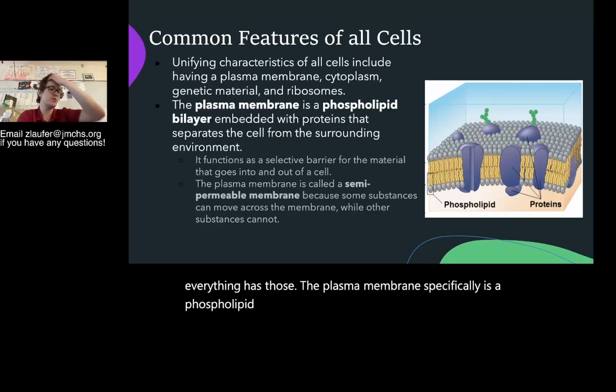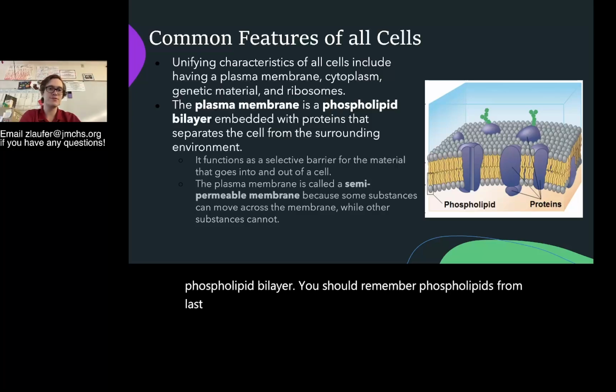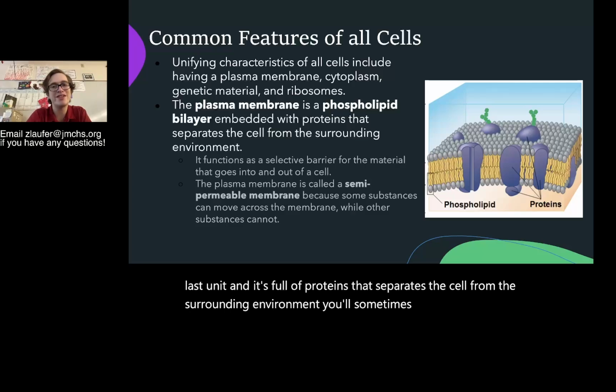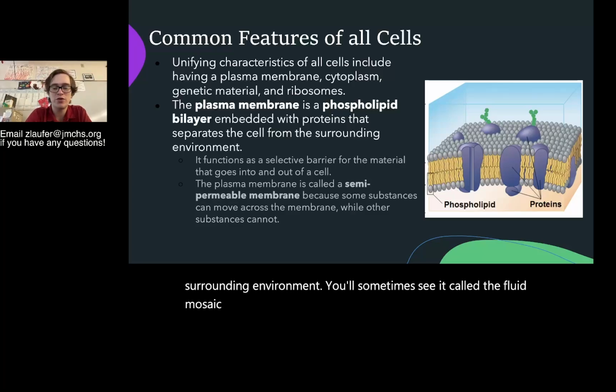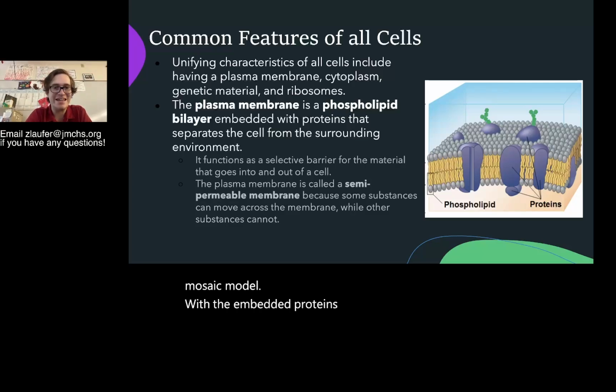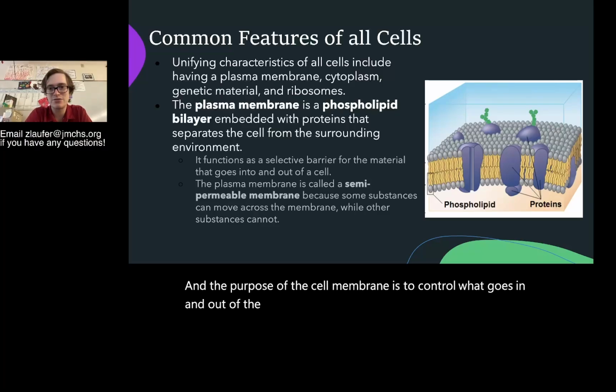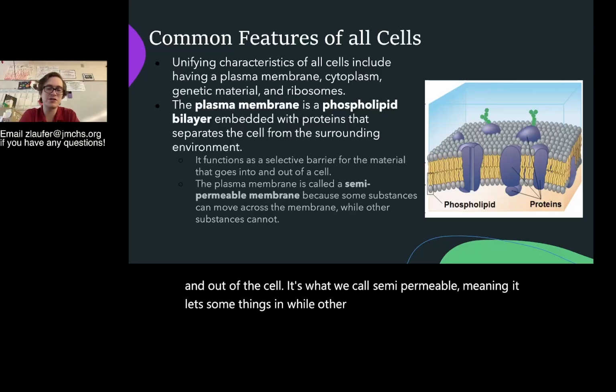The plasma membrane specifically is a phospholipid bilayer. You should remember phospholipids from last unit. And it's full of proteins that separates the cell from the surrounding environment. You'll sometimes see it called the fluid mosaic model, with the embedded proteins making up that mosaic. And the purpose of the cell membrane is to control what goes in and out of the cell. It's what we call semi-permeable, meaning it lets some things in, while other things need extra help to cross the barrier if they're even able to at all.